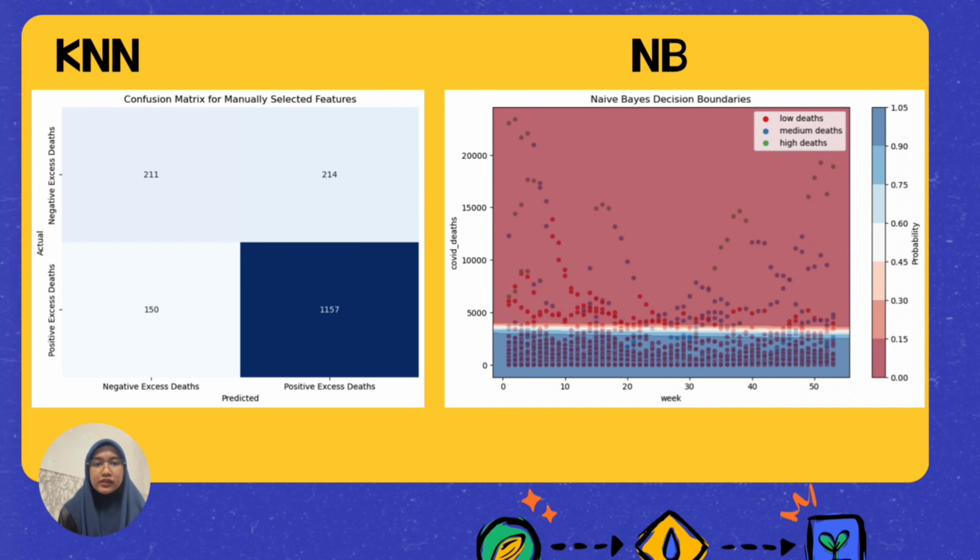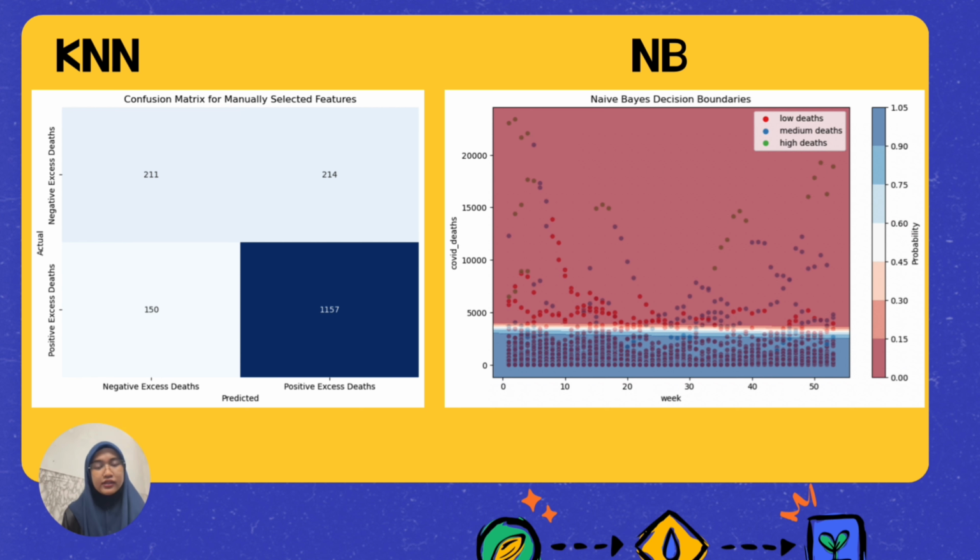The naive Bayes model shows the lowest performance among the four. Its confusion matrix results in an accuracy of 0.65, a precision of 0.56, a recall of 0.62, and an F1 score of 0.59. These metrics indicate that the naive Bayes model is less effective for this classification task, with notably lower precision, recall, and F1 score.